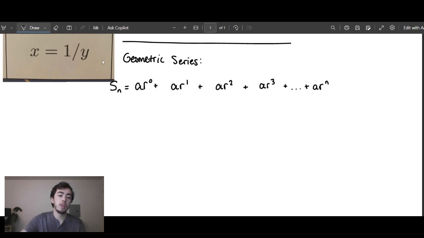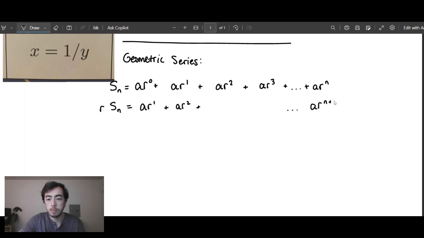And basically, I want to find some kind of closed form equation for this. I would rather not have these dots right here. So there's a little algebra trick here where if you multiply both sides of this by that common ratio r, we're going to get ar to the 1 plus ar to the 2 plus all of these terms, ar to the n plus 1.